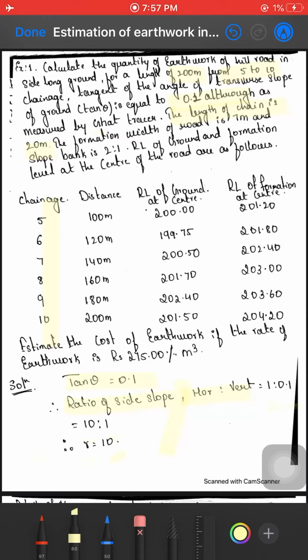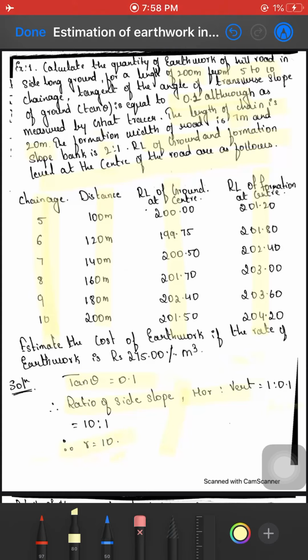So the distance, then the formation width of the road is 7 meters, that is capital B, and the slope of bank is 2:1. So the section is in banking and the slope is 2:1. That means S is equal to 2. The RL of the ground and formation level at the center of the road are as follows. So they have given the chainage, the distance, the RL of ground as well as the RL of formation. Estimate the cost of earthwork if the rate of earthwork is rupees 275 per meter cube.